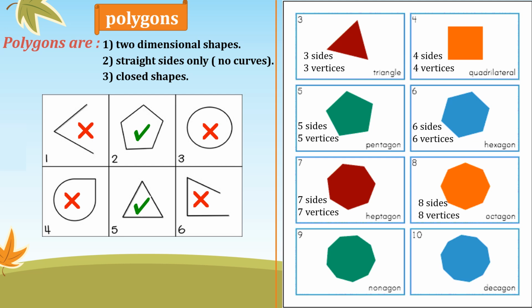The next one, nonagon. Nonagon is a polygon that has 9 sides and 9 vertices. Decagon. Decagon is a polygon that has 10 sides and 10 vertices. We studied all of them last year except heptagon, octagon, nonagon, and decagon.